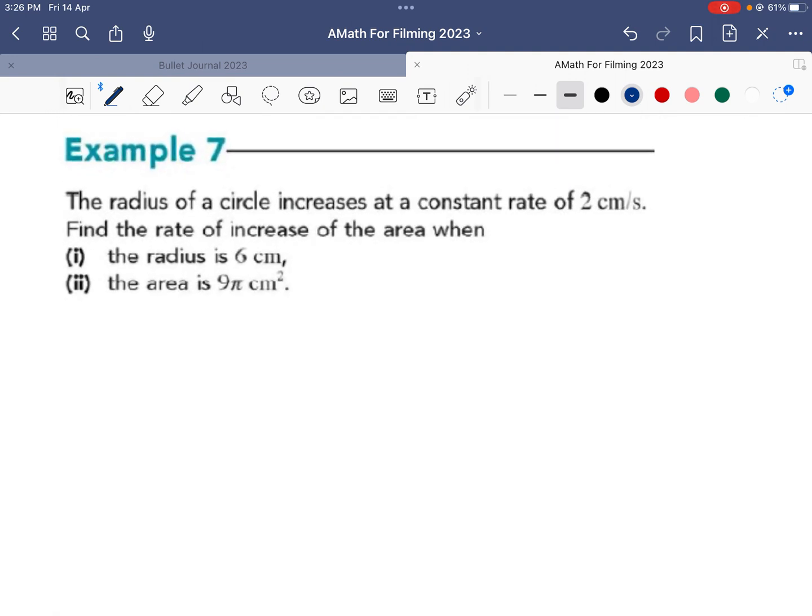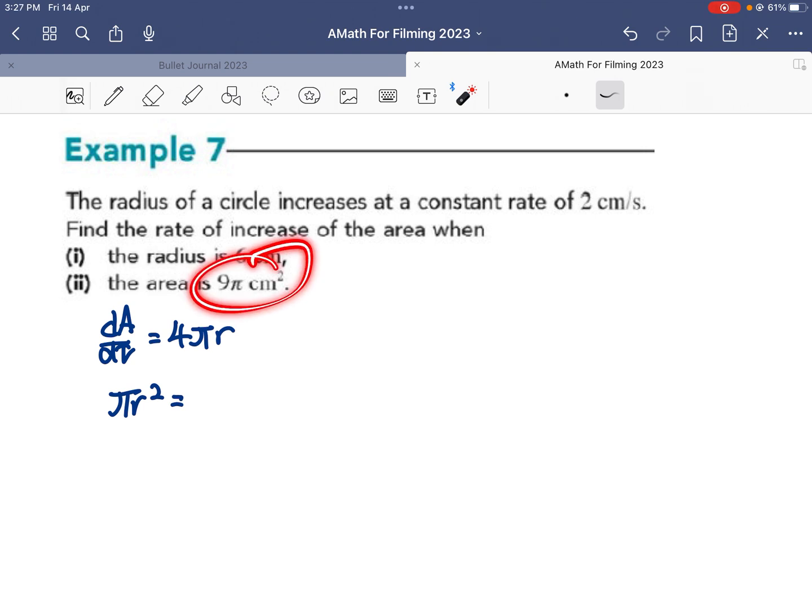Part 2, the area is 9 pi cm squared. This one, we can still use what we have from the previous part. From part 1, I know that my dA/dt is equal to 4 pi r. Now the issue is I don't have the radius. If I want to find the rate of change of area when the area is 9 pi, we need to do a bit of working to obtain my radius. I know that area is pi r squared. I also know that at this point in time, my area is equal to 9 pi.